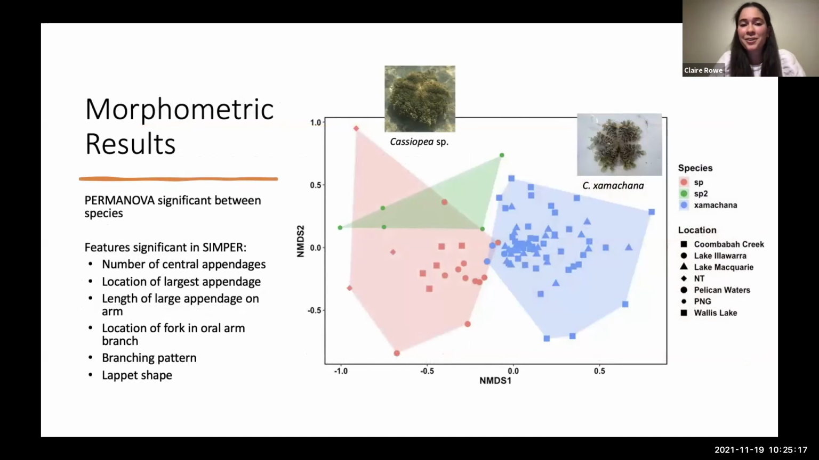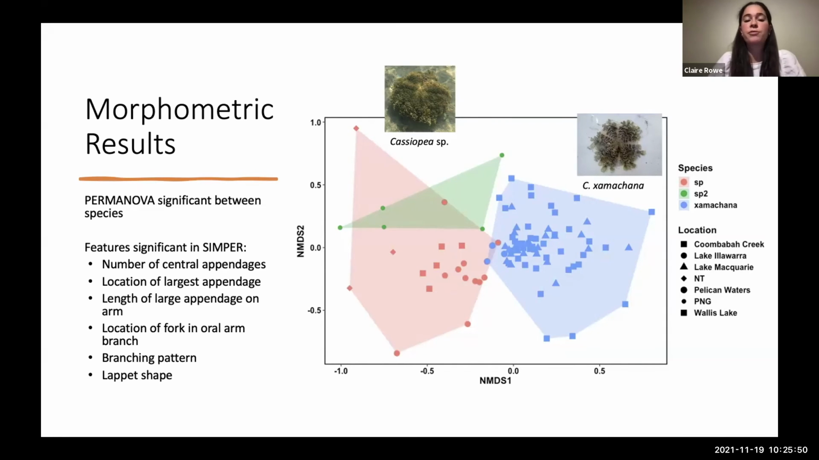So we actually got some really cool results. We got a significant difference for the PERMANOVA between species, and we got some really nice clustering. So zamacana is in blue compared to Cassiopea sp in red, and then species 2, which is from Papua New Guinea, in green. Something I'd like to point out is these blue circles here, that one there is the holotype of Cassiopea marimetans. So it kind of just confirms with the nesting that morphologically marimetans was the same as zamacana.